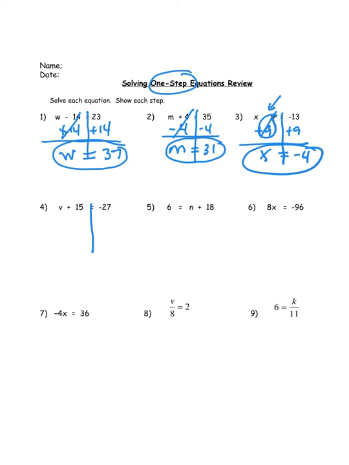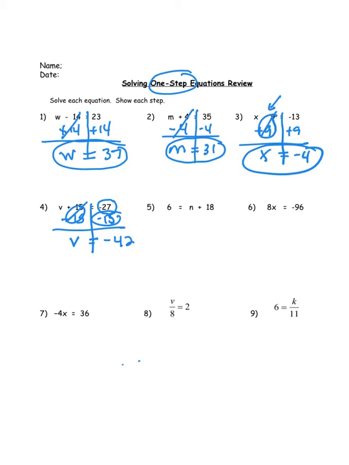Problem number 4, v plus 15, the opposite of adding 15 is to subtract 15. We do this on both sides. So these become 0 or cancel each other out, leaving v equals. Now sometimes this is tricky. If we're starting at negative 27 and we're moving further down the number line with negative 15, you can kind of think of this like we're adding two negatives. So that would give us negative 42.